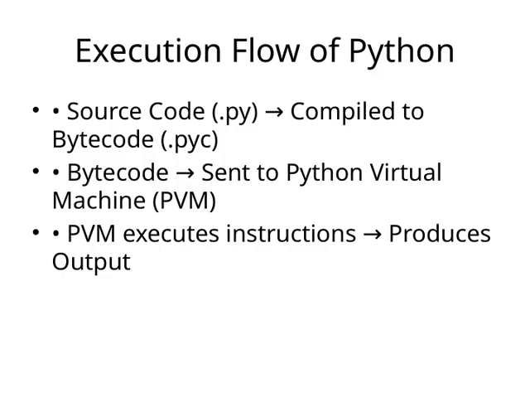As it processes these instructions, it produces the output you see, whether that's displaying something on the screen, calculating a value, or performing any other operation. Understanding this flow is key because it shows how Python transforms your code from a simple script into actions performed by the machine, highlighting the efficiency and flexibility of Python's execution model.